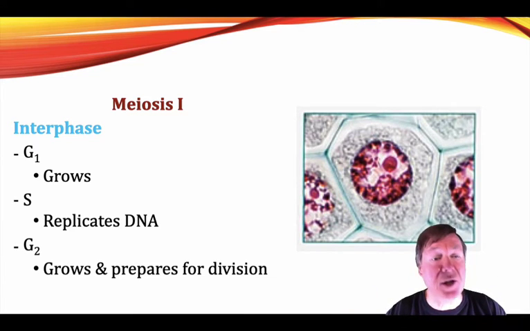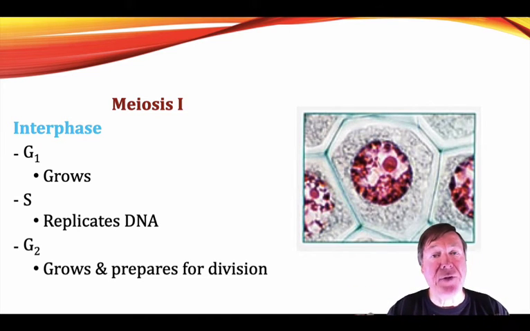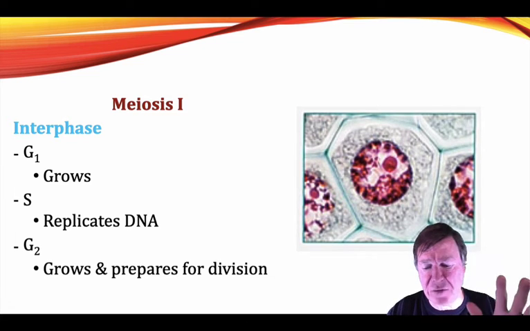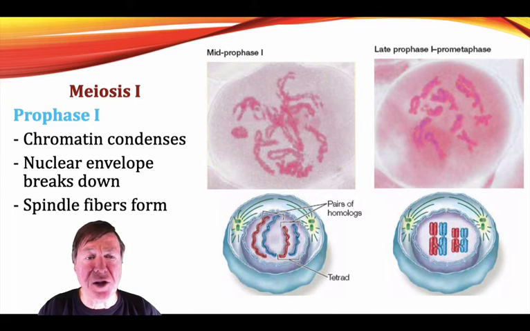There's cells doing their cell thing. First phase, G1, the cell grows. Second phase of interphase, replicate the DNA, S. Third phase, G2, prepare to divide. Same thing so far. Same as mitosis, same thing. That's interphase, not part of mitosis anyways. So then we go into meiosis 1.